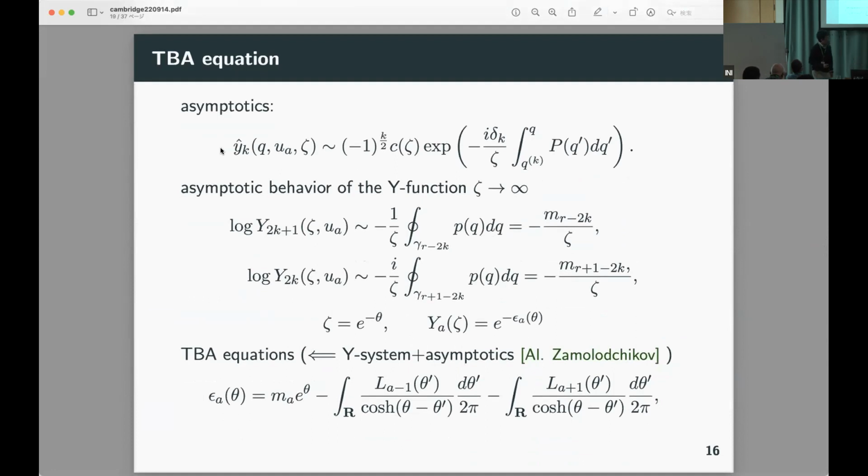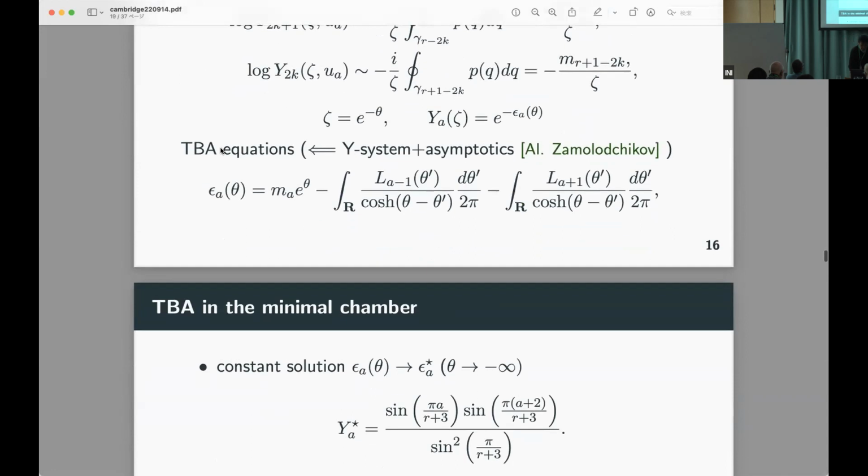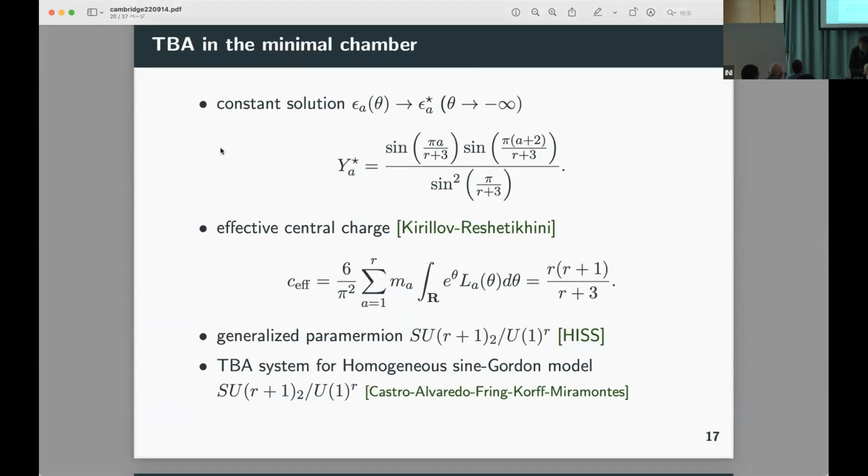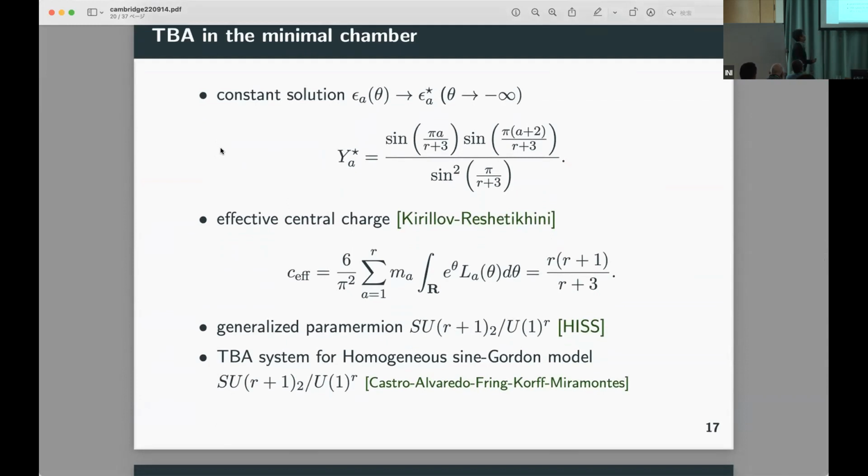Then we can rewrite this Y system once we know the analyticity in the spectral parameter and also the asymptotic behavior at infinity. So this Y system can be translated into the integral equation, which was done by Zamolodchikov many years ago. And this is exactly the same form as the one obtained by the Delabaere-Pham formula. So this TBA equation characterizes the properties of the integrable models.